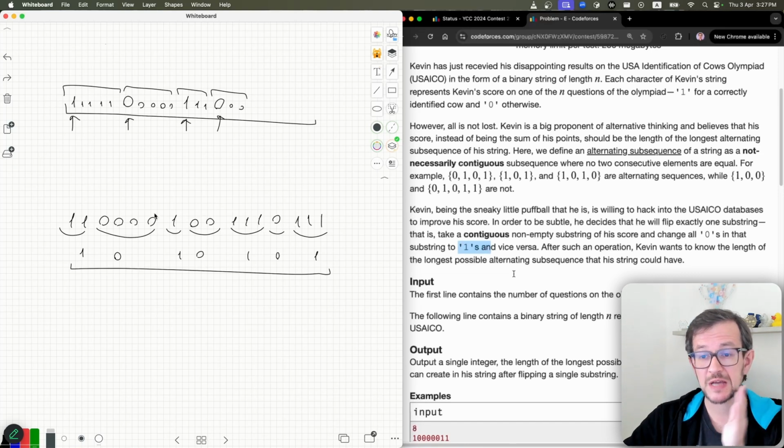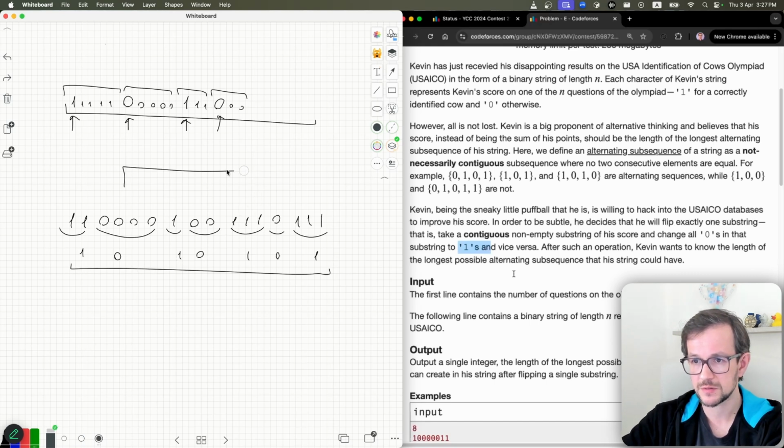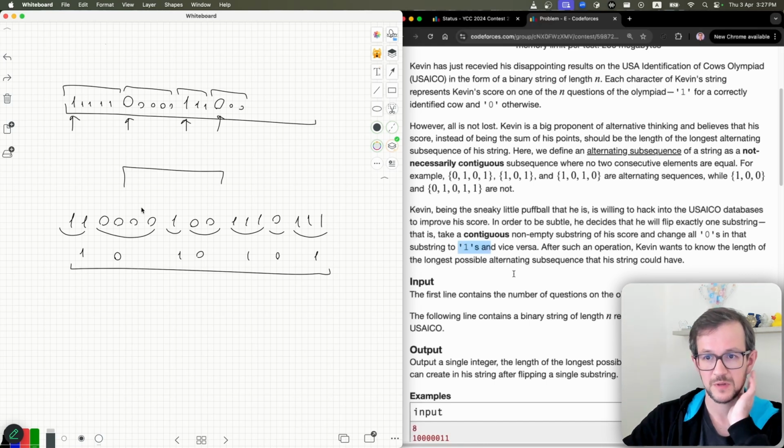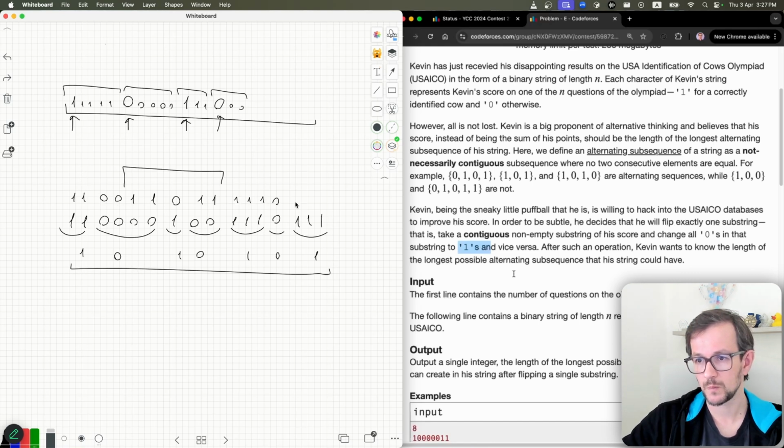So let's see what happens if we flip some substring. If I take a substring, let's say from here to here, and flip it. So like 1 1 0 1 1. I flip this part, and everything else stays the same: 1 1 0 0 1 1 1 0. So I have 1 1, then I have 0 0 1 1.